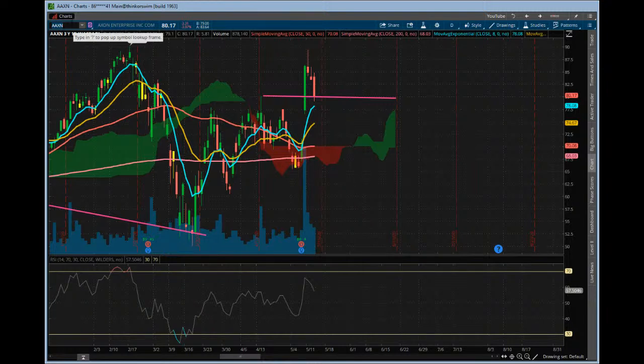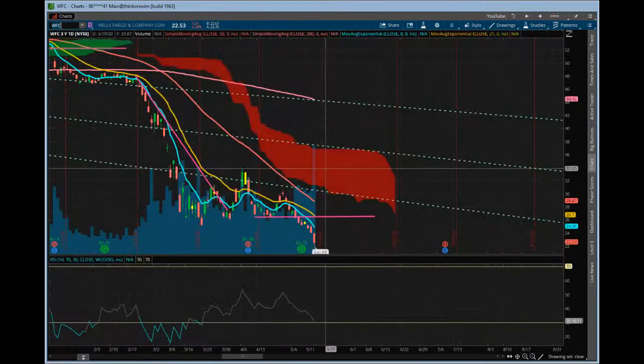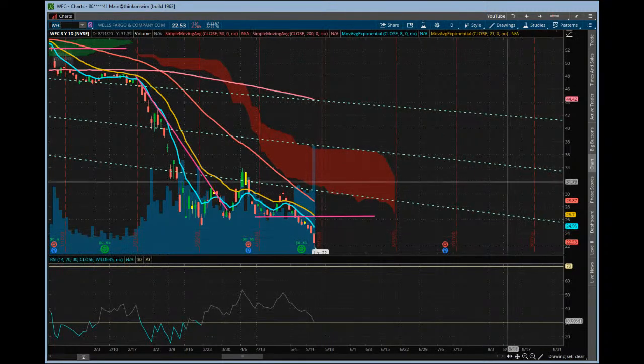Nice stuff. Sujay, yeah, Wells Fargo, exactly. Boom. Nice follow through to the downside from yesterday's idea. Looks good.